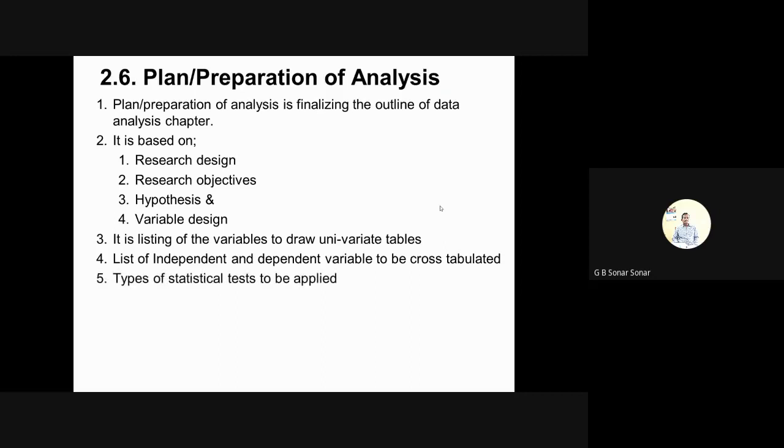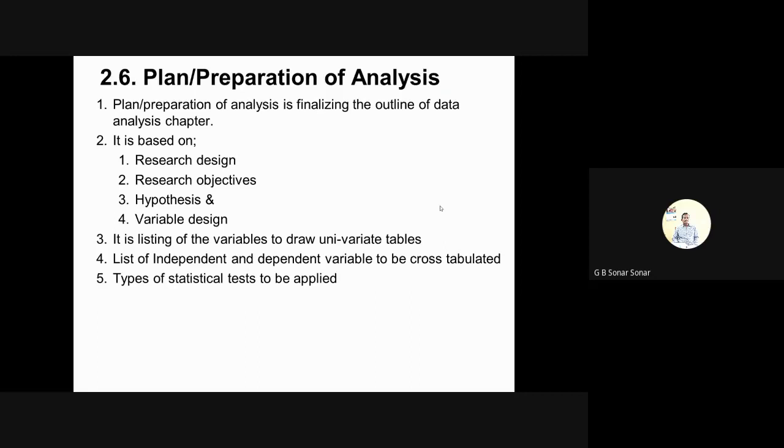And the types of statistical tests to be applied. When we plan, especially drawing univariate tables or multivariate tables, we also make a plan for applying the statistical test. If we want to see the association between gender and education, first we need to make a cross tabulation between these two variables, and then we should apply a chi-square test to see the association.